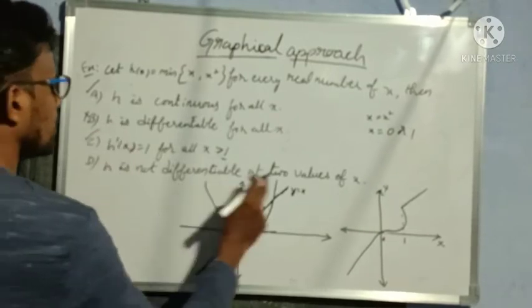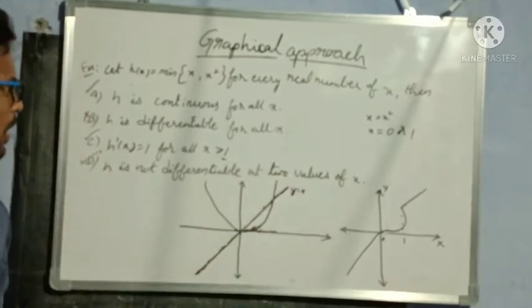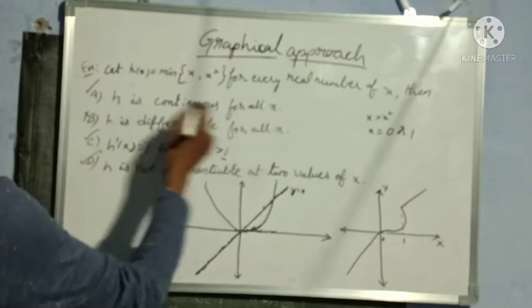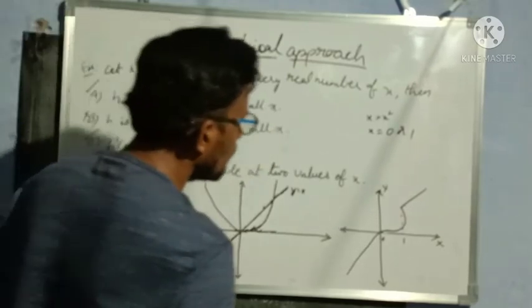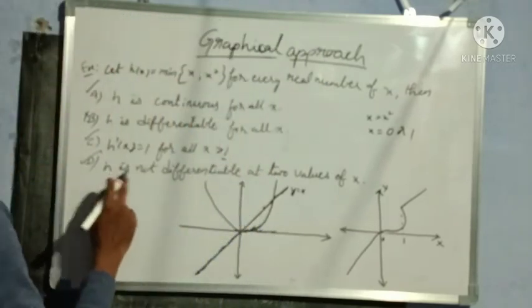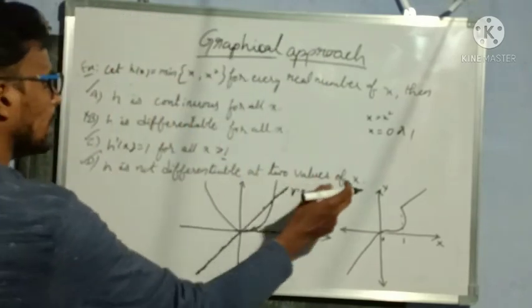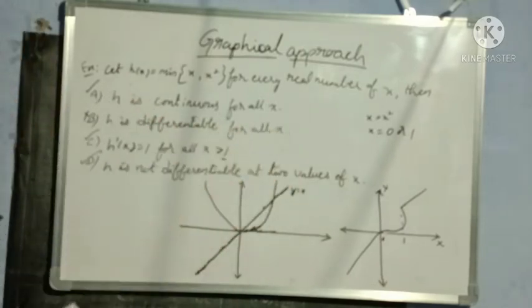h is not differentiable at 2 values of x. So this is also correct. Okay. So h is continuous for all x, h dash x is equal to 1 for all x greater than 1, and h is not differentiable at 2 values of x. So these 3 options are correct. Only B is not correct. Okay. I hope everybody understood this question. Very important question.